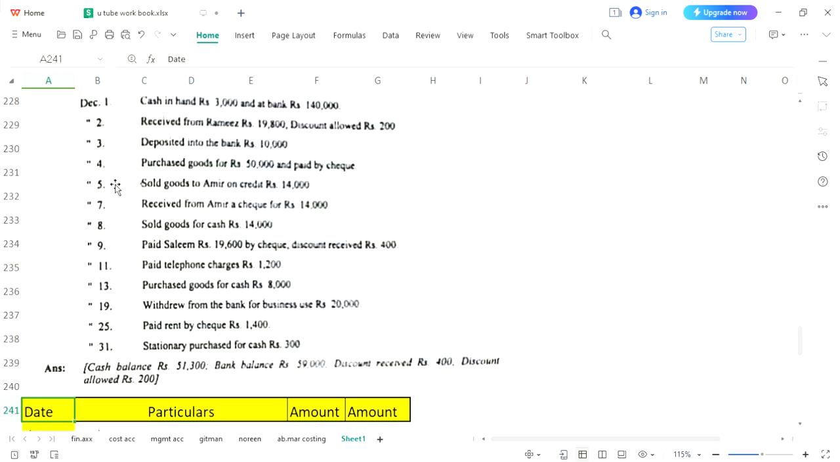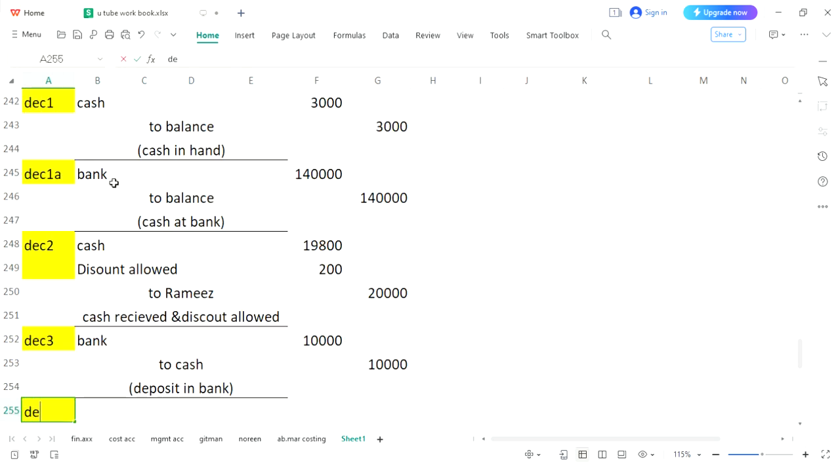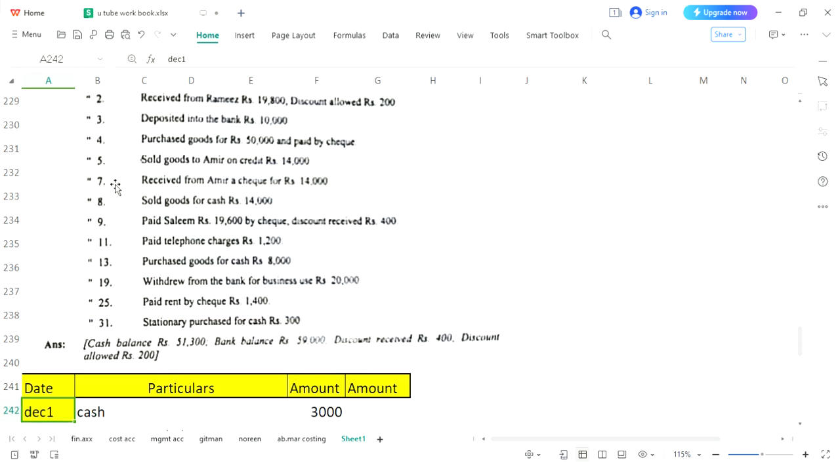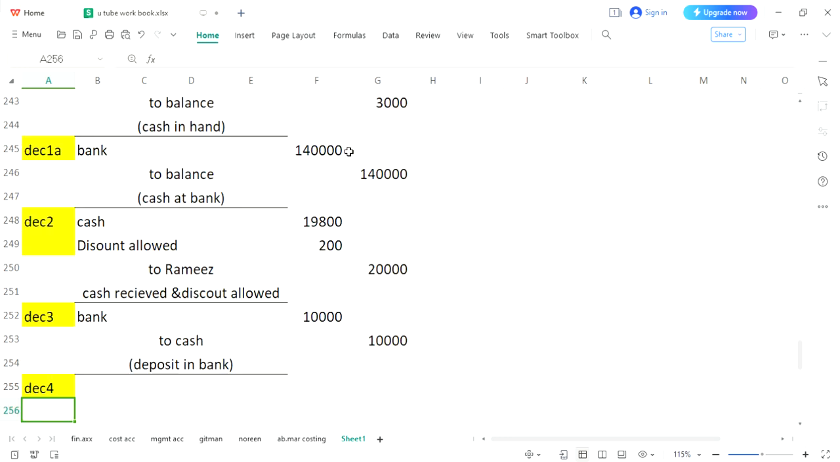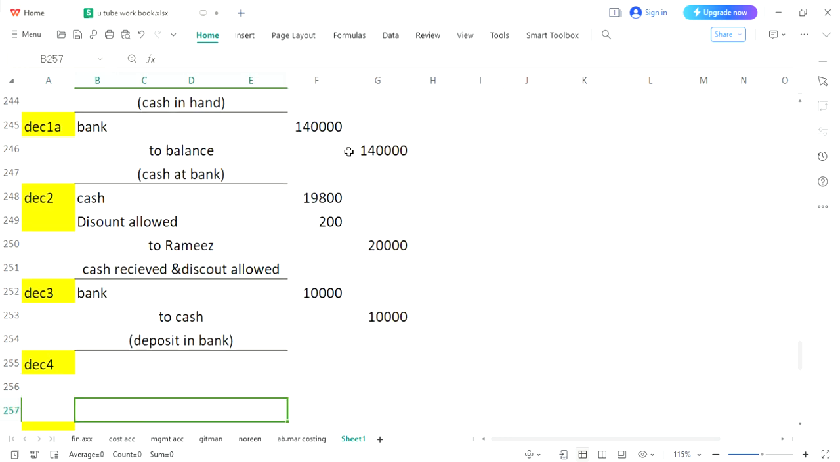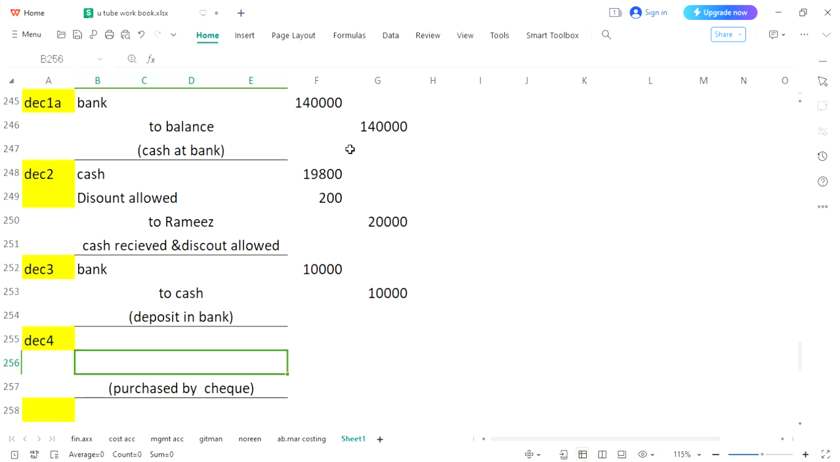Now December 4. Let's see what December 4 is saying. Purchase goods paid by check. You can write purchased by check. We have made a short narration over here.